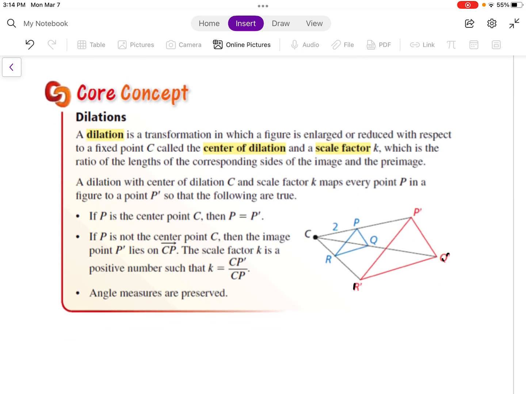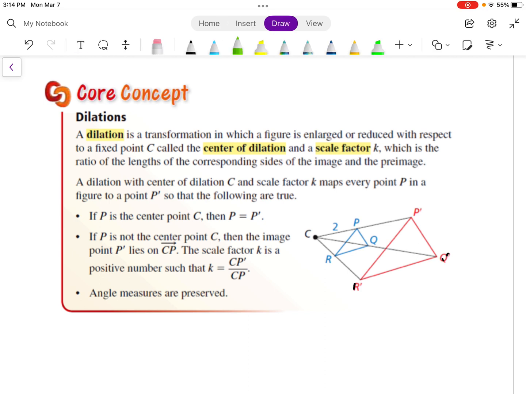Okay, so a dilation is a transformation. You may or may not remember, but last year you went through a bunch of transformations like a translation, reflection, or a rotation. Those are what we call rigid transformations. They don't change the shape or the size. A dilation is a little bit different.